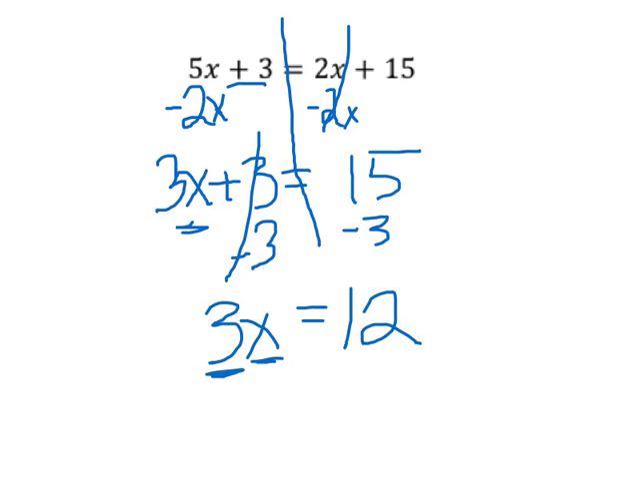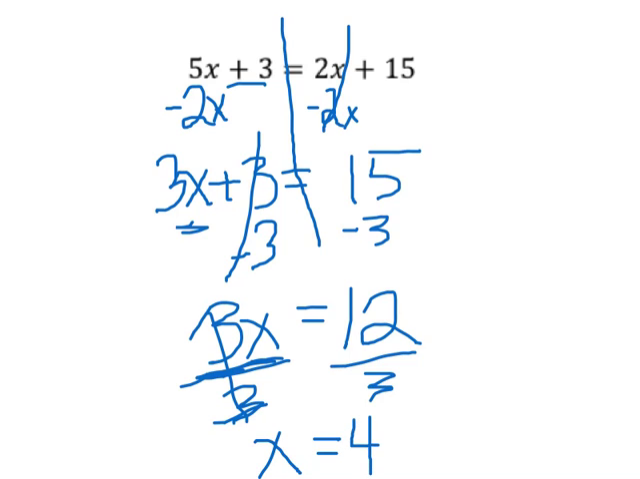What operation are we doing here? Multiplication. So to undo multiplication, I will divide. This becomes 1x, so 1x, or just x, equals 4. So my solution is x equals 4.